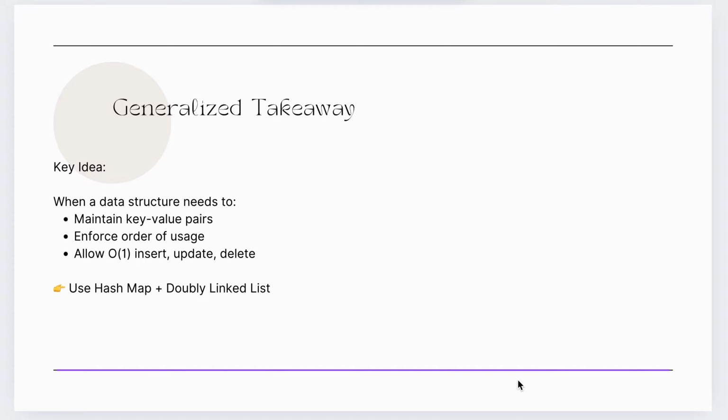This design pattern is powerful beyond just LRU caches. Anytime you need fast access to items by key, tracking usage or insertion order, and fast removal of oldest or least used items, we are combining a hash map with a doubly linked list. So we'll often see this in system design, databases, caching.